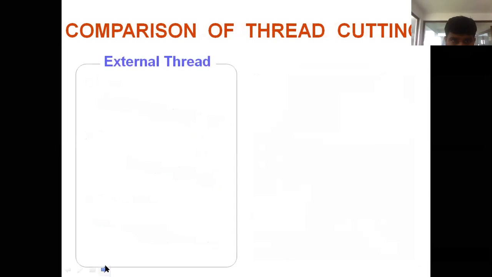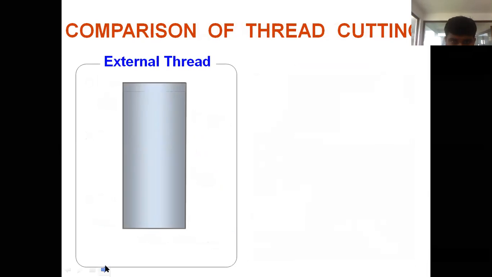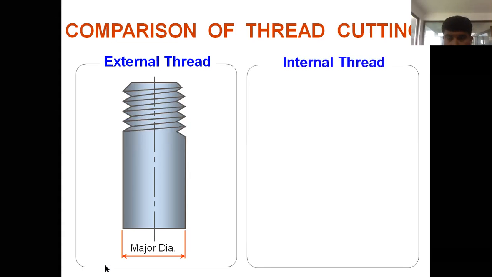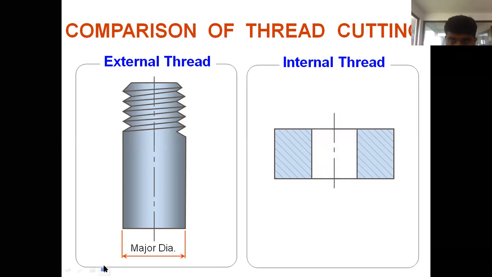Comparison of thread cutting, external and internal. Major diameter. So how is it cut? It is also done on lathe machines, the lathe process or thread cutting process, even with the dies. For internal cutting, this is the major diameter, and there is also the minor diameter.